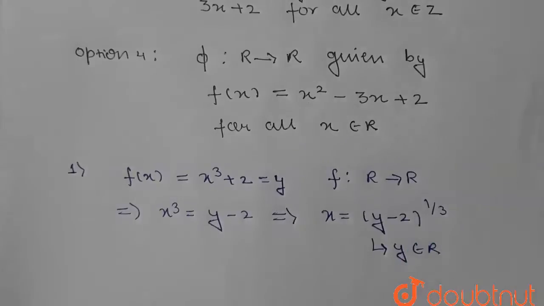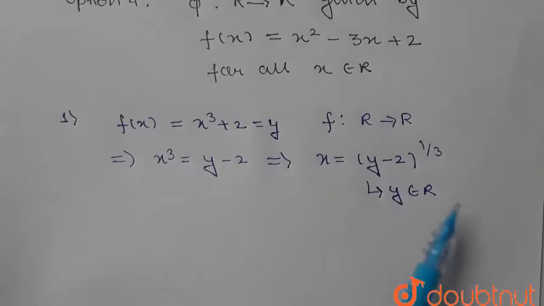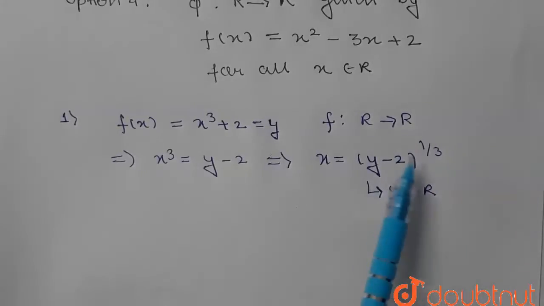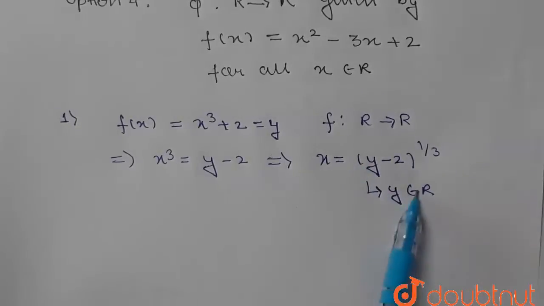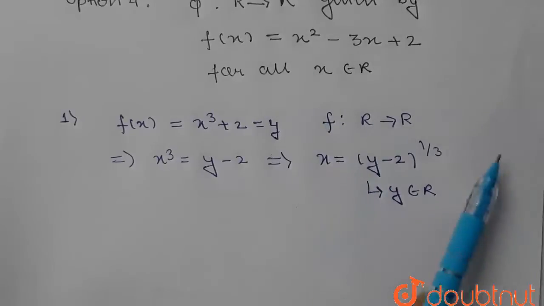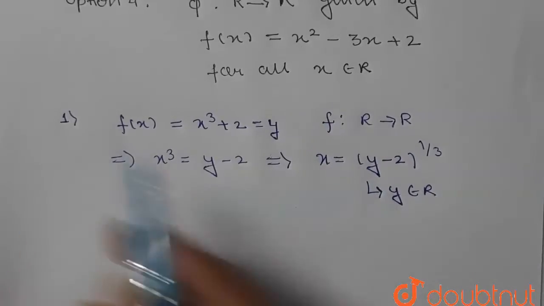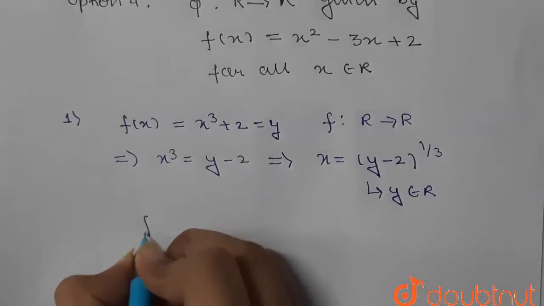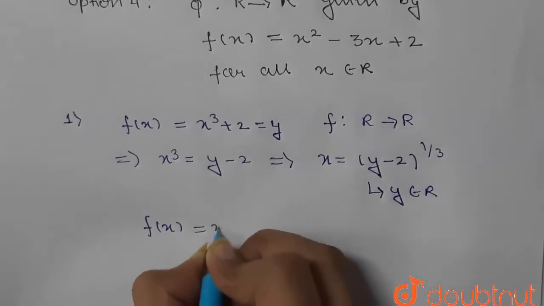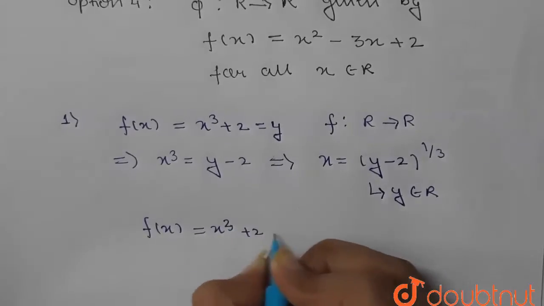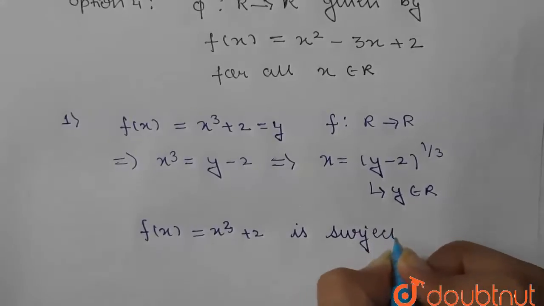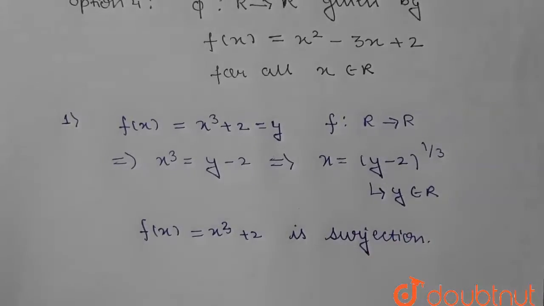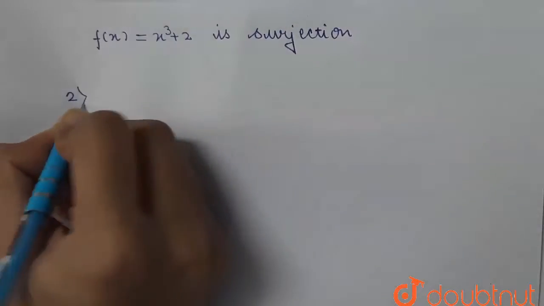The value for x can be positive or negative, but it will not be imaginary as the power here is 1 by 3. As y belongs to R, x is real, so R to R is true. So we can say that the first, f of x equal to x cube plus 2, is a surjection. Option number 1 is correct.